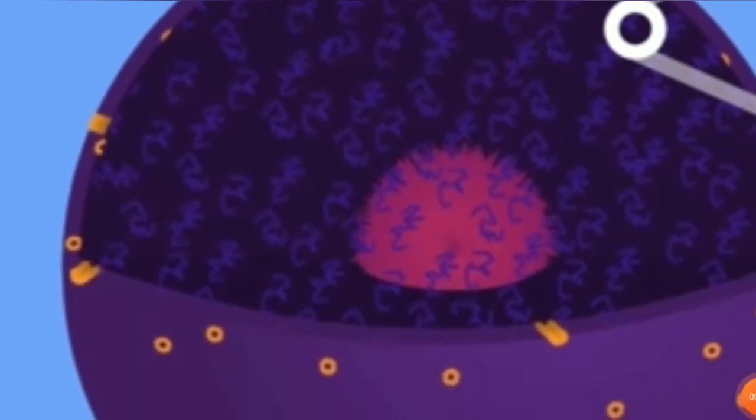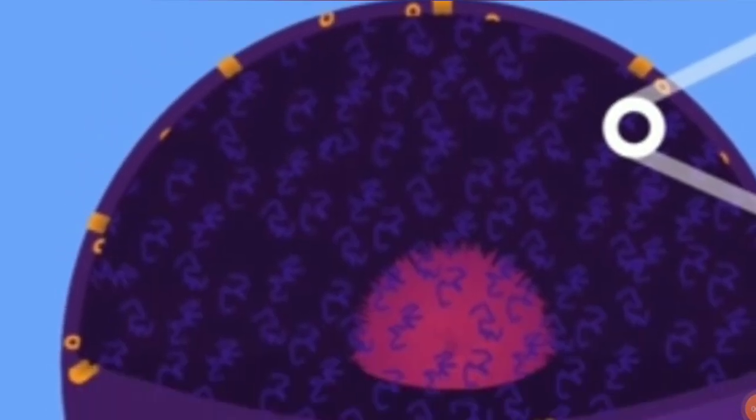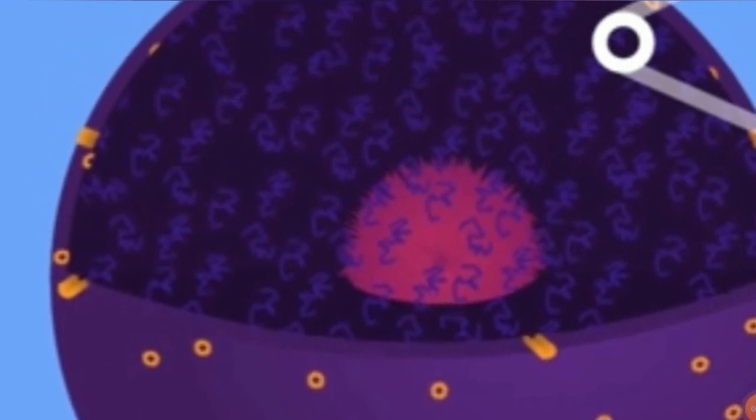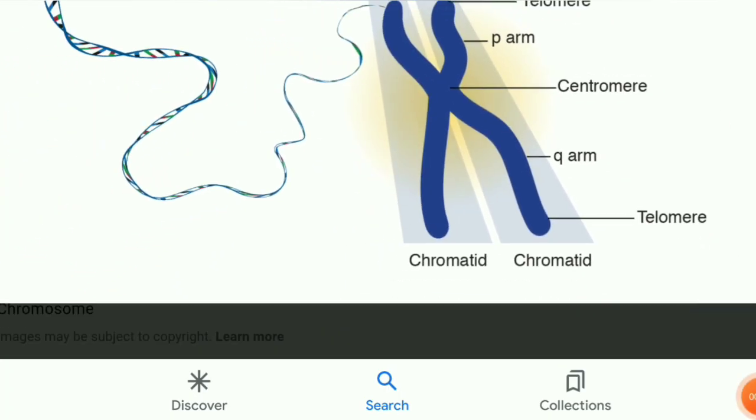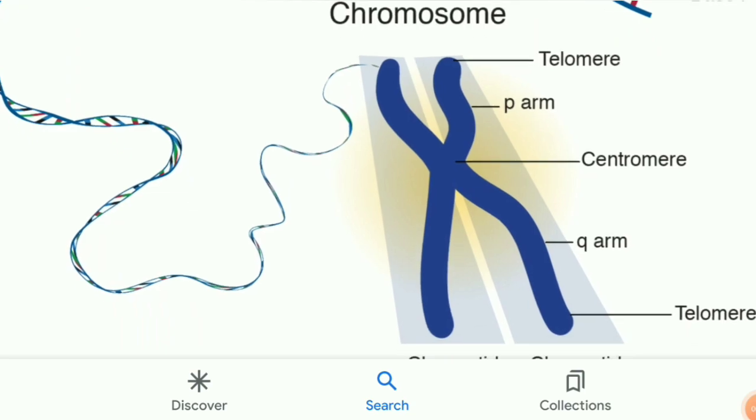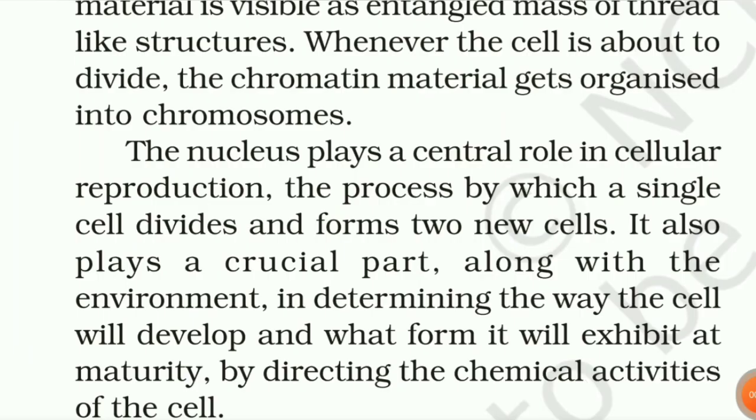So these are the chromatin fibers, you guys. You can see they're thin thread-like structures, and when the cell is dividing, they form into something like this, which is the chromosomes. It's an X-like structure. The thread-like structures form into these X-like structures when the cell is dividing. Let's again see, whenever the cell is about to divide, the chromatin material gets organized into chromosomes.